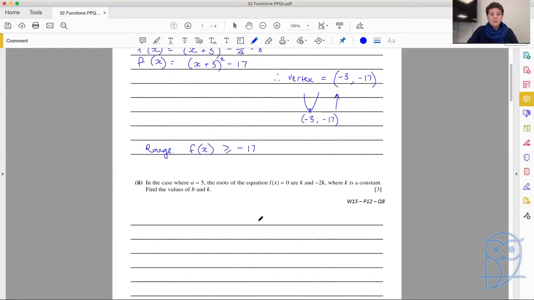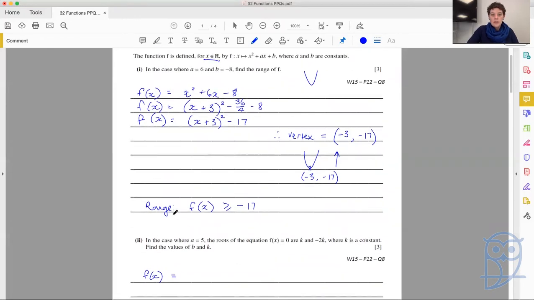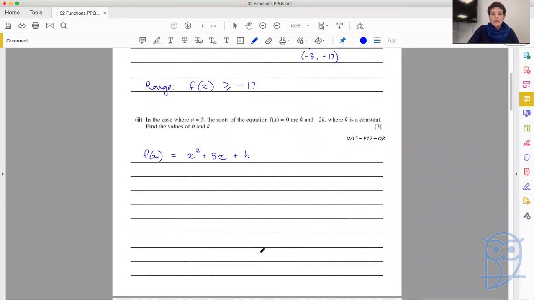Part 2. In the case where a equals 5, the roots of the equation f(x) equals 0 are k and -2k, where k is a constant. Find the values of b and k. There's quite a lot of information here, so let's start by breaking it all down. We know that f(x) equals x squared plus ax, and a is 5. So plus 5x, we don't know b, which is one of the things we're looking for. So plus b. So we have now f(x).